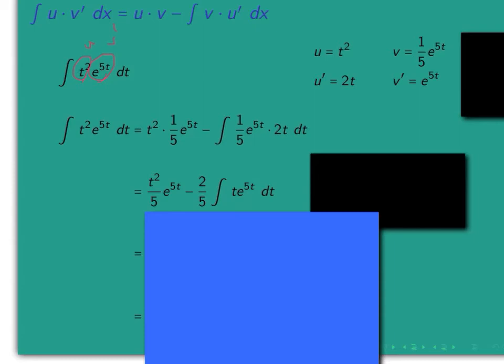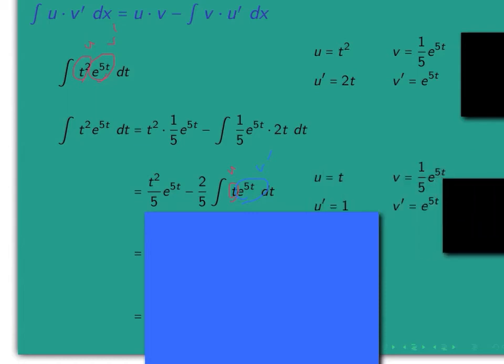So at this point, I still don't know what an antiderivative for t e to the 5t is, but it sort of looks like the thing that I started with. It's a product of two functions. It's still a product of two functions. And so before I give up, I'm just going to try integration by parts a second time. So this time I'm going to pick u to be t, and I'm going to pick v prime again to be e to the 5t. Okay? So we're just going to go through the integration by parts process a second time.